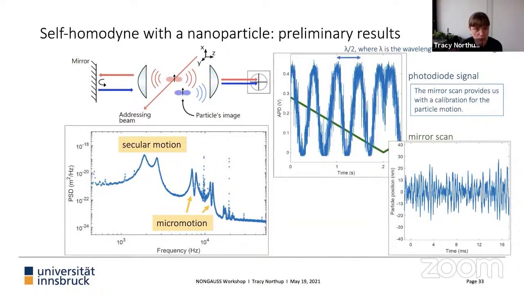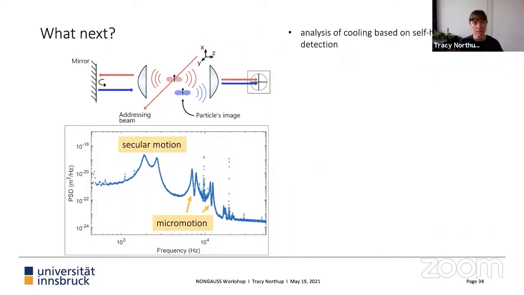So here we're looking at pretty much 2 modes, so that's why they're in pairs. These are in 2 different directions, in a plane. And we can see both the secular motion as peaks and the micromotion here. We're still analyzing data about this, but this is preliminary work where the contrast on the power spectral density measurements in comparison to our earlier results is very promising.